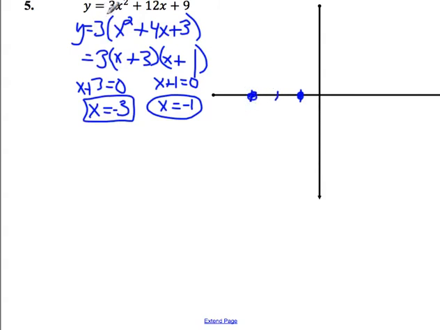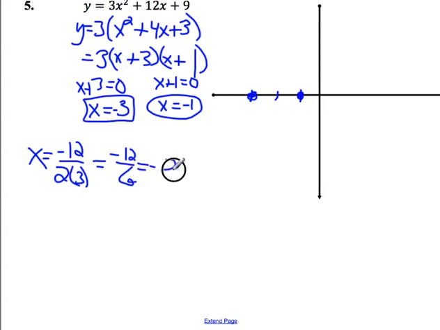So negative 1 is one 0, and negative 3 is the other 0. This one's facing up, so we know it's somewhere in here. So we already know, once again, the vertex has got to be somewhere on this line. Let's confirm it. Negative b over 2a. So negative b is 12 this time, right? A, b, c, and 2a is 3 times 2, so negative 12 over 6. That's negative 2. Oh, we knew it was going to happen at negative 2, though.